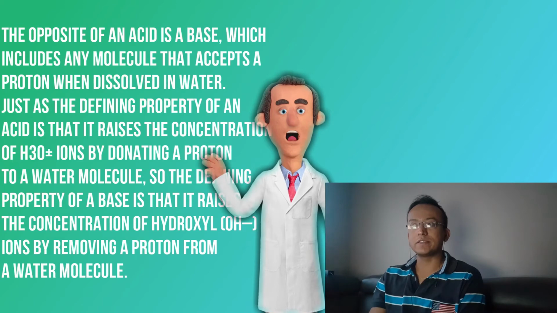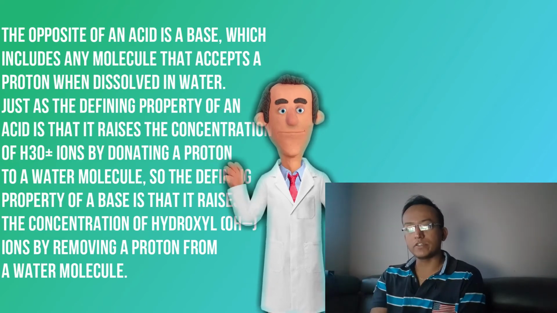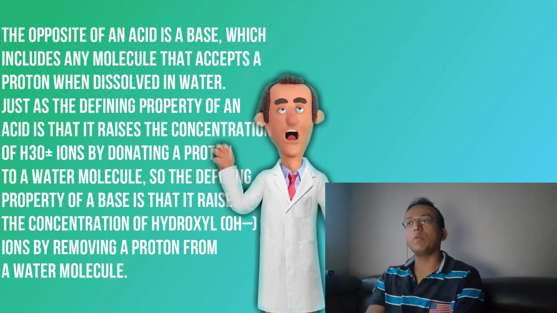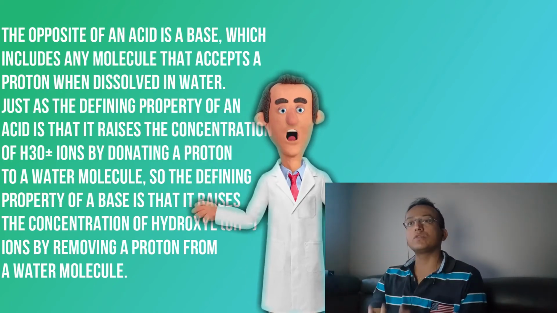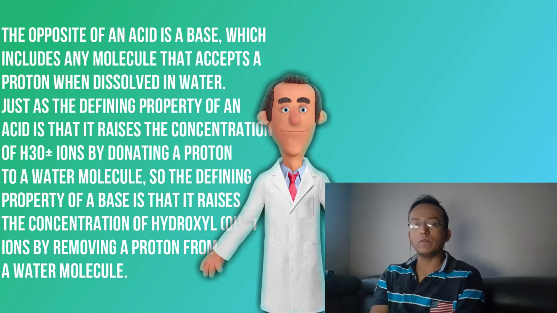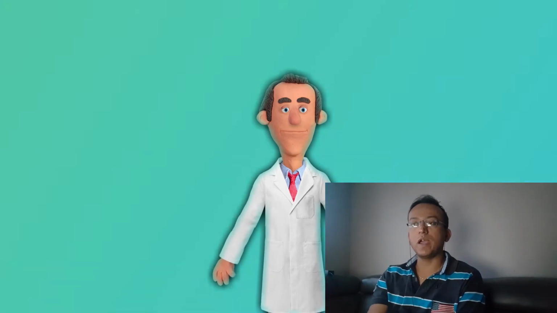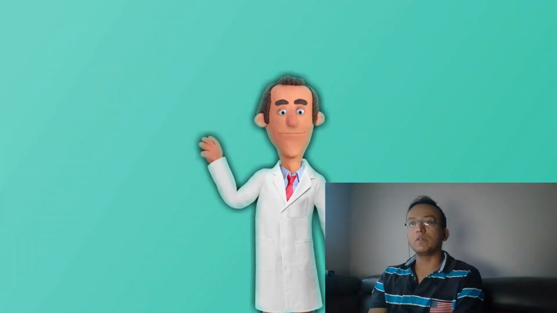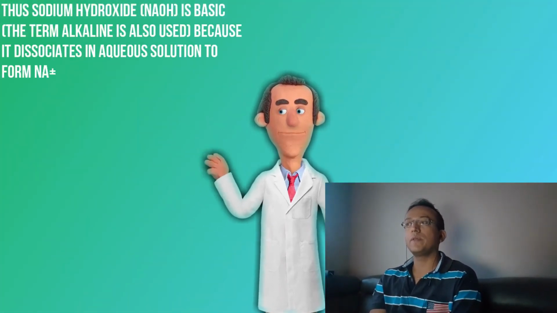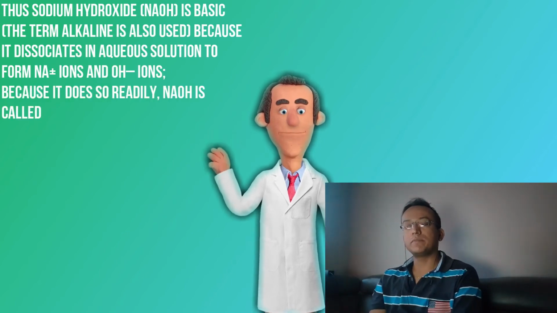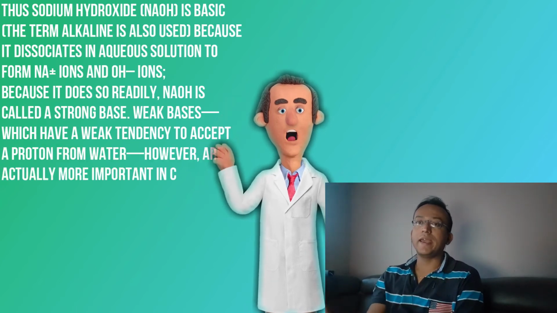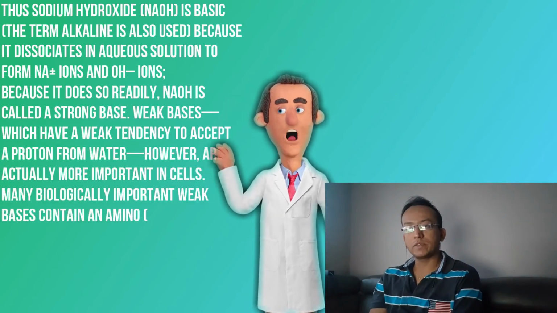Just as the defining property of an acid is that it raises the concentration of H3O plus ions by donating a proton to a water molecule, the defining property of a base is that it raises the concentration of hydroxyl ions by removing a proton from a water molecule. For example, sodium hydroxide is a base. The term alkaline is also used. It dissociates in aqueous solution to form Na plus and OH minus ions, and because it does so readily, NaOH is called a strong base.